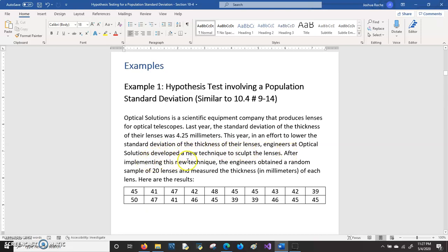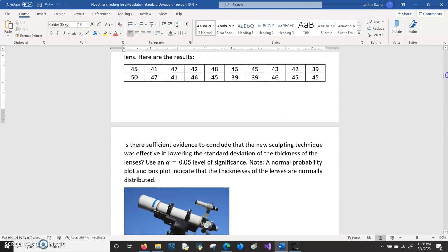After implementing this new technique, the engineers obtained a random sample of 20 lenses and measured the thickness in millimeters of each lens. Here are the results. Is there sufficient evidence to conclude that the new sculpting technique was effective in lowering the standard deviation of the thickness of the lenses? Use an alpha of 0.05 level of significance. Also note that a normal probability plot and a box plot indicate that the thickness of the lenses are normally distributed.